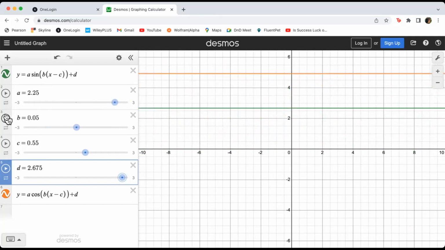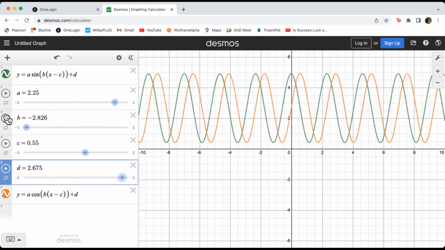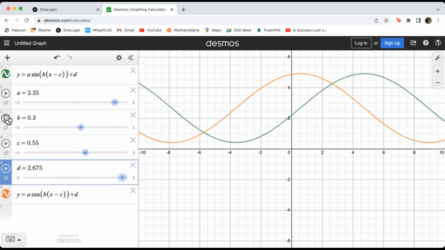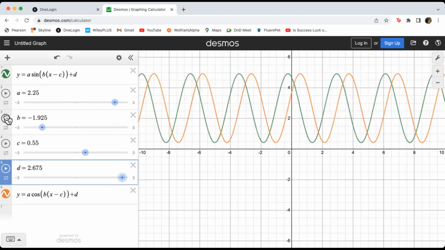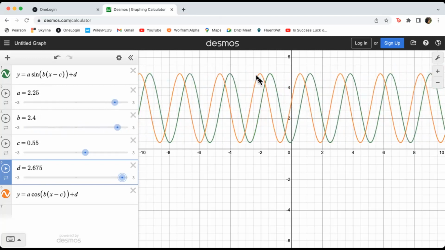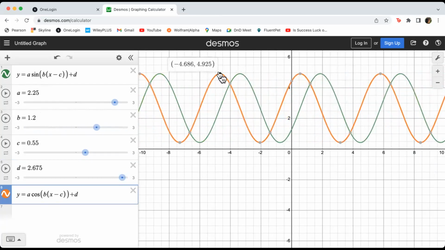What is B controlling? And what of our default settings is being changed here? The period. We're changing how much it stretches or compresses. So we're changing how far it is between two top points. If I pick two tops here, we're at negative 2.68. The next top is at 0.55. If I change B to a larger value, now this top point is at -4, and this top point is at 0.55 still. So changing the value of B has changed the period.